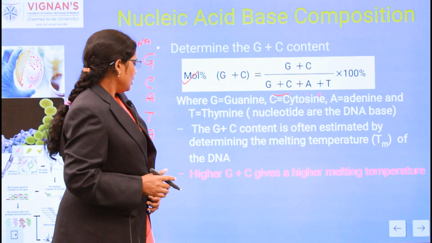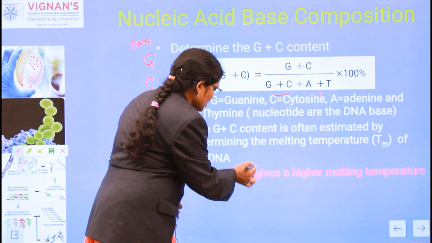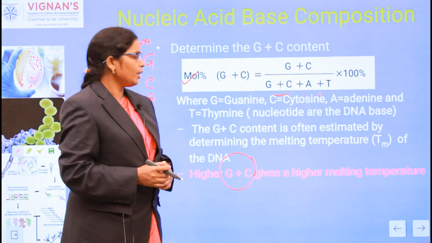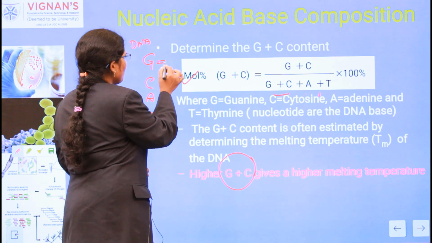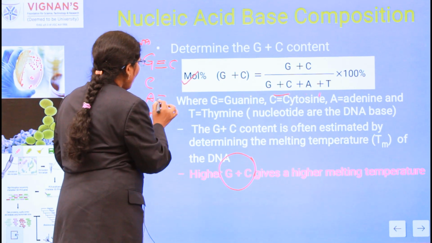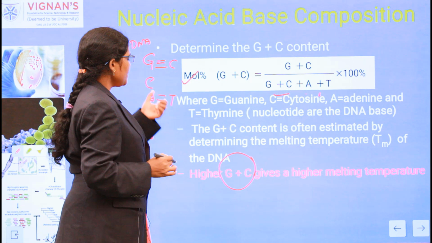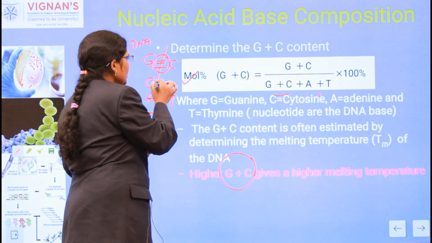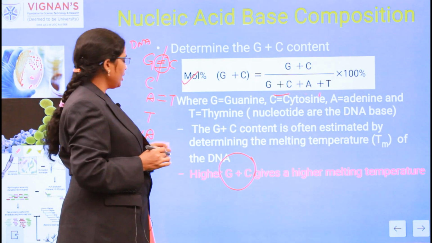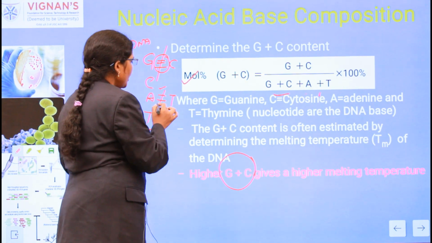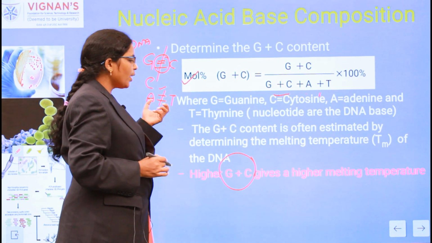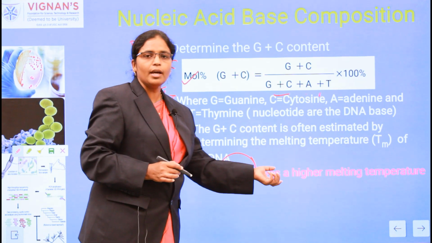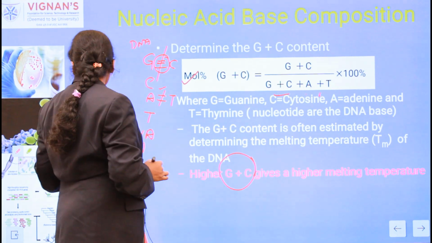Okay, so the higher the G plus C, the higher the melting temperature. Here, if you observe, G always binds with C, and A always binds with T. The bond between G and C is a triple bond, and breaking this triple bond requires a higher temperature. Whereas in A and T there is only a double bond, and breaking this double bond requires a very low temperature. So the higher the G plus C content, the higher the melting temperature.